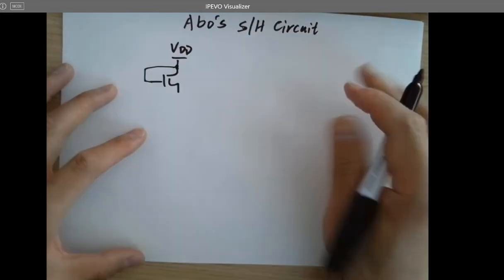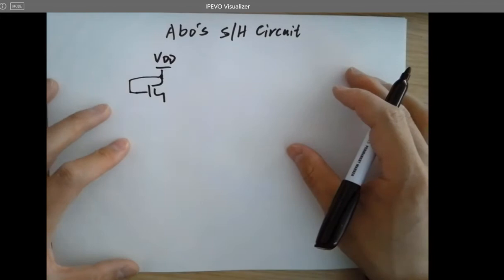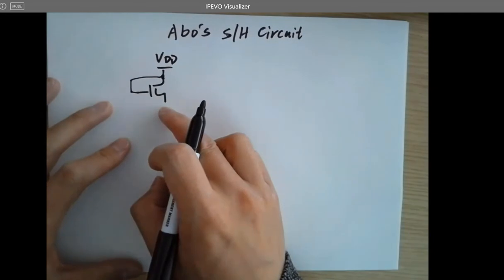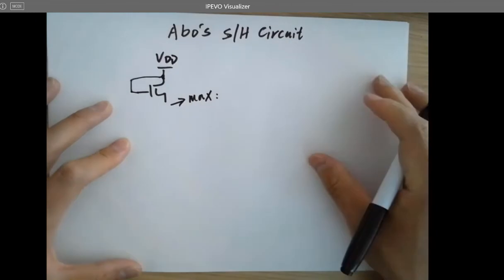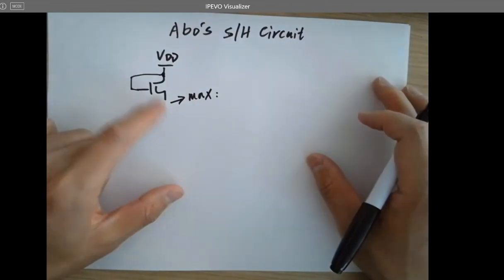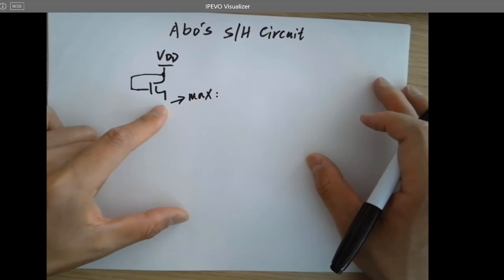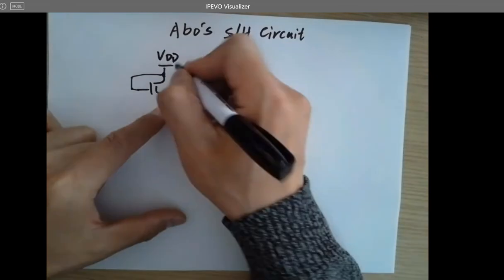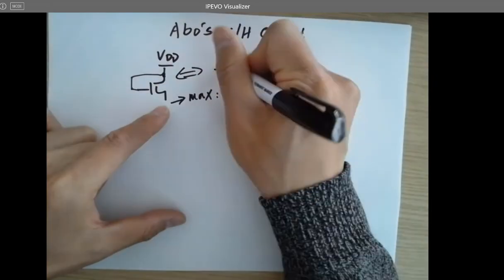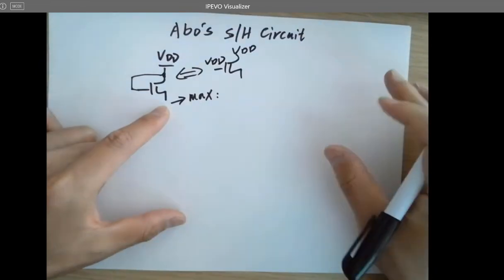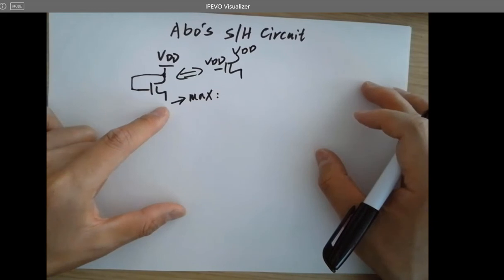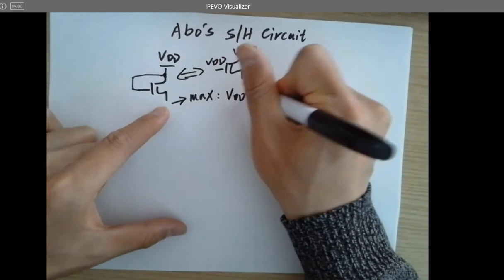the drain, what is the maximum voltage I can get at the source? What's the maximum voltage? This is the same as this, right? No difference. So what's the maximum source voltage I can get? Is that VDD minus VTHN?